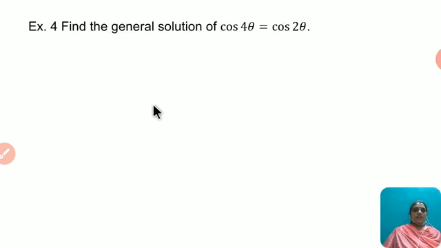Next example, example number 4. Find the general solution of cos 4 theta is equal to cos 2 theta. Solution.